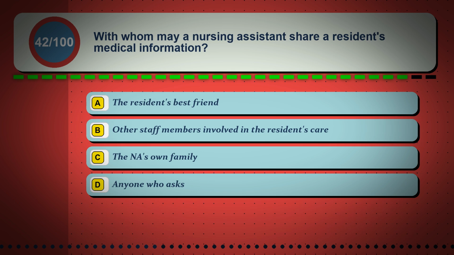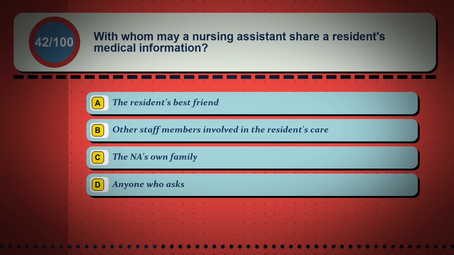Question 42. With whom may a nursing assistant share a resident's medical information? Option A, the resident's best friend. Option B, other staff members involved in the resident's care. Option C, the NA's own family. Option D, anyone who asks.